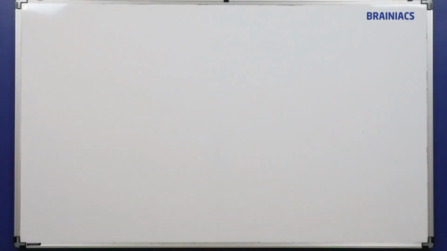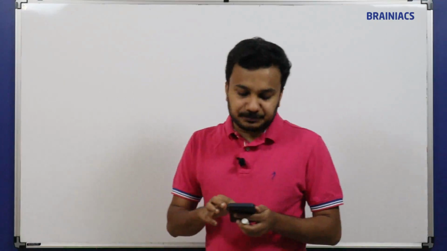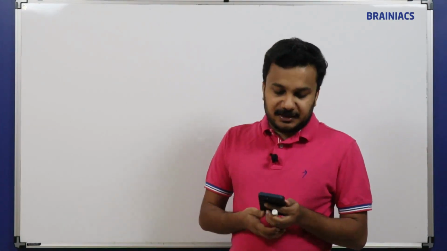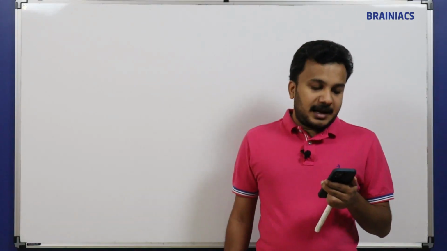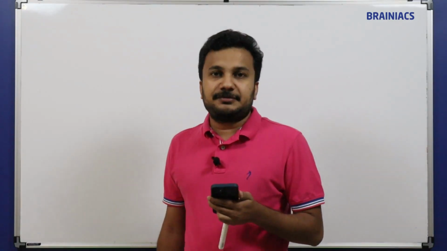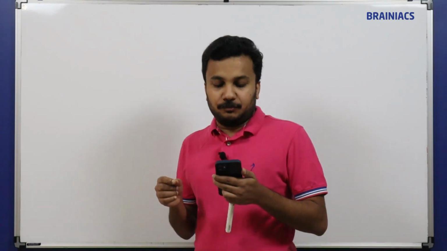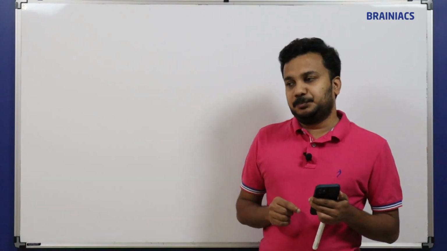So let me go to the question discussion session. Let's start with question number 1. The de Broglie wavelength of the proton of mass 1.6 into 10 power minus 27 kilogram, accelerated through a potential difference of 1 kilovolt, is what? The question is very simple, very direct.